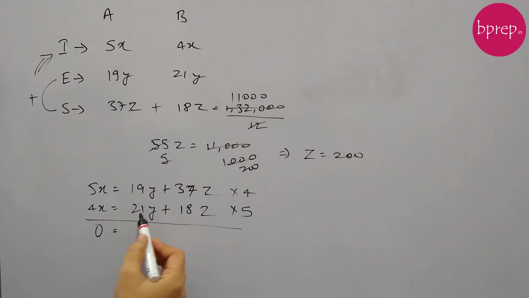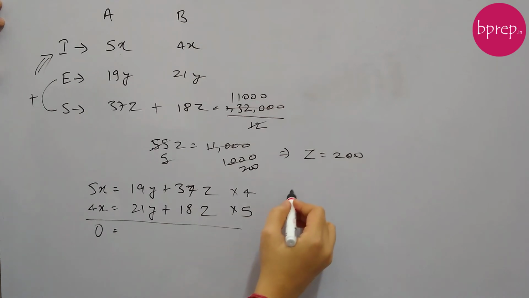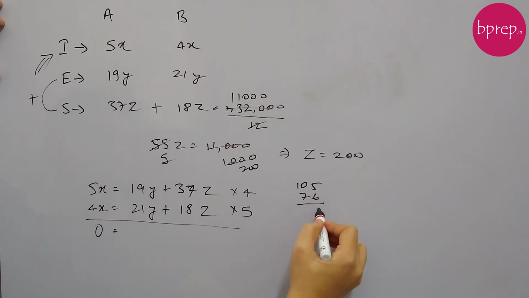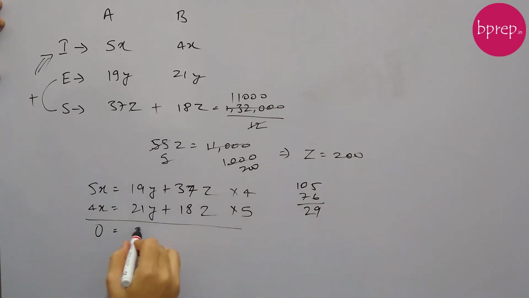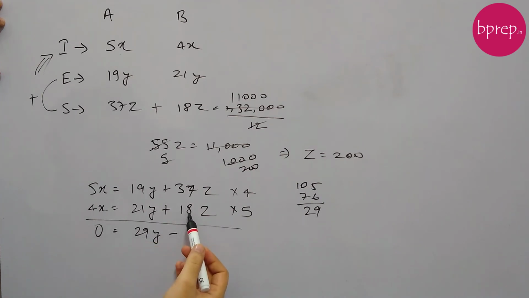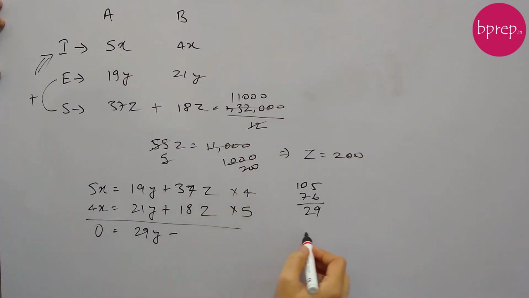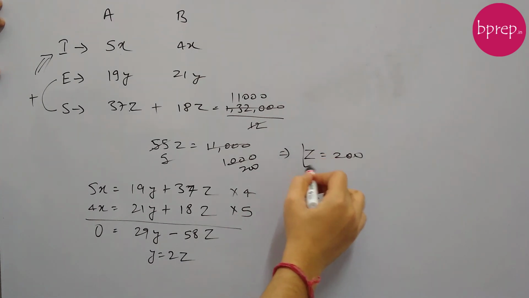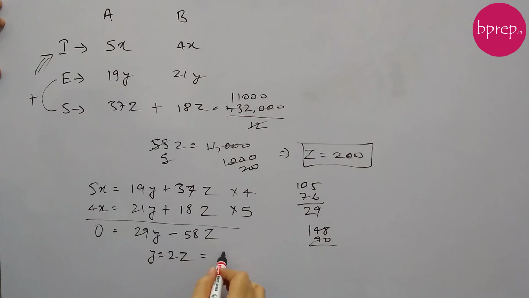And 21 times 5 is 105, 19 times 4 is 76. So here we have 29y, and here we have 18 times 5 is 90 and 37 times 4 is 148, and we have 58. So from here we see y equals 2z. And the value of z is 200, so the value of y is 400. So we know the value of y and z.